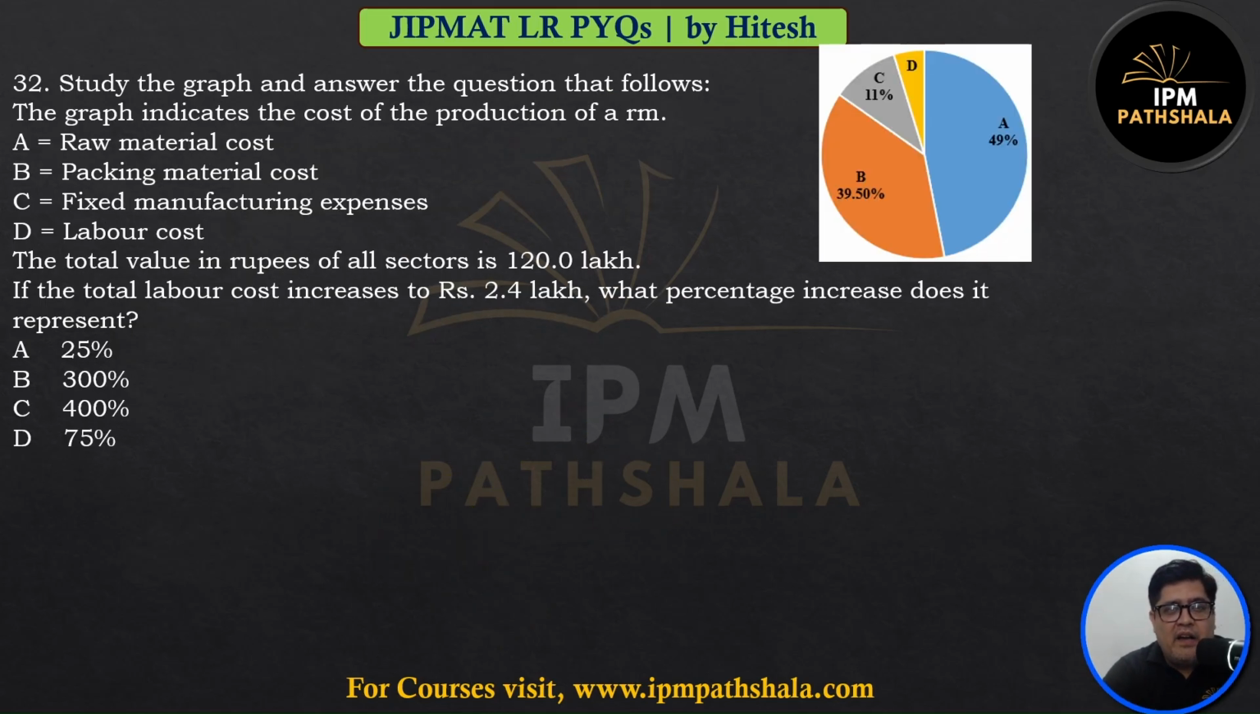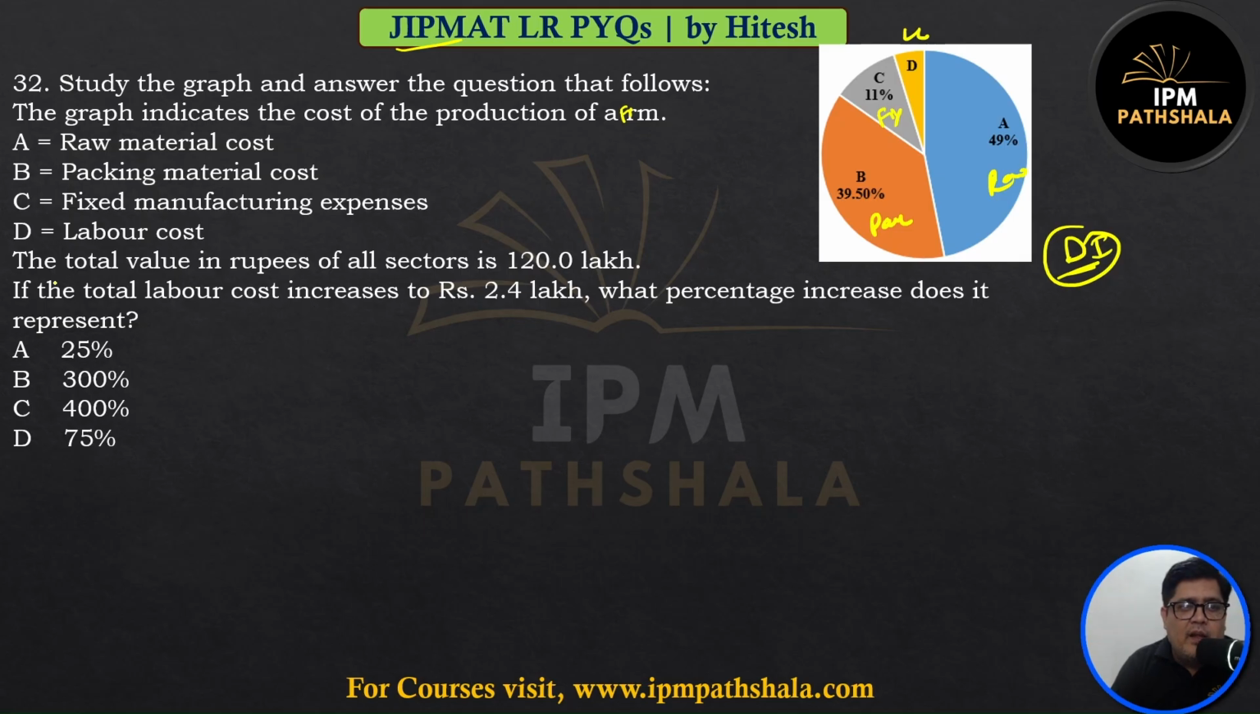Study the following graph and answer the questions that follow. Some years there are DI questions. This is called data interpretation. Some years there are no DI questions in JIPMAT. The graph indicates the cost of production of a firm. The cost they have spent. A is raw material. B is packaging cost. C is fixed manufacturing expenses. And D is labor cost.